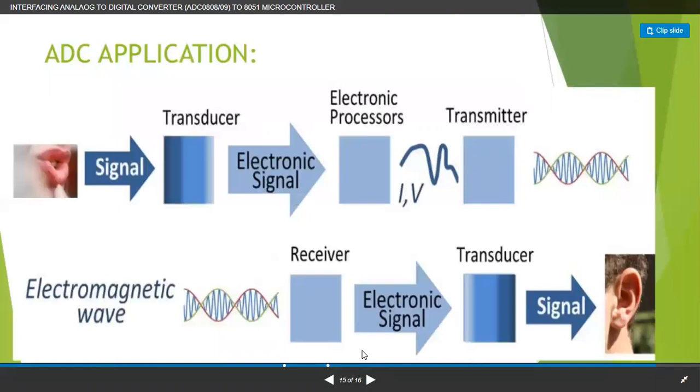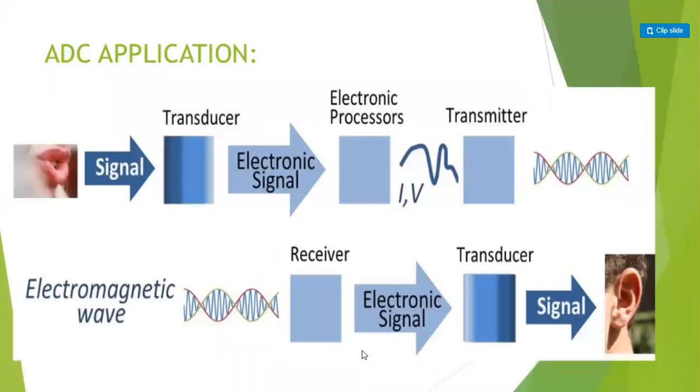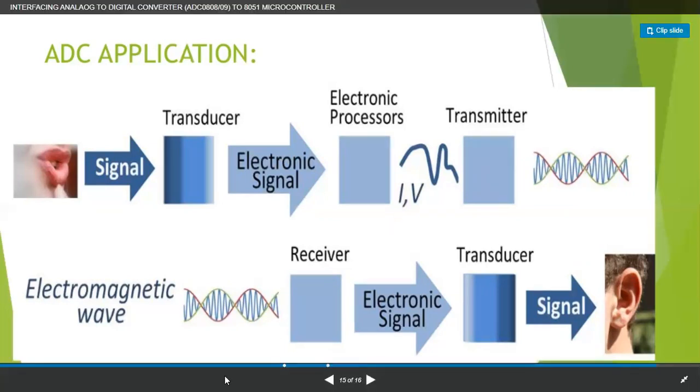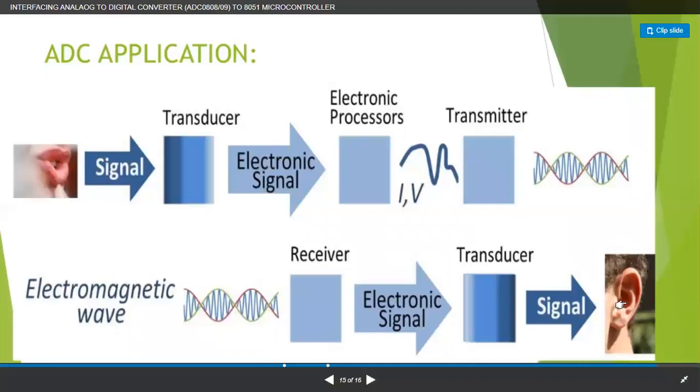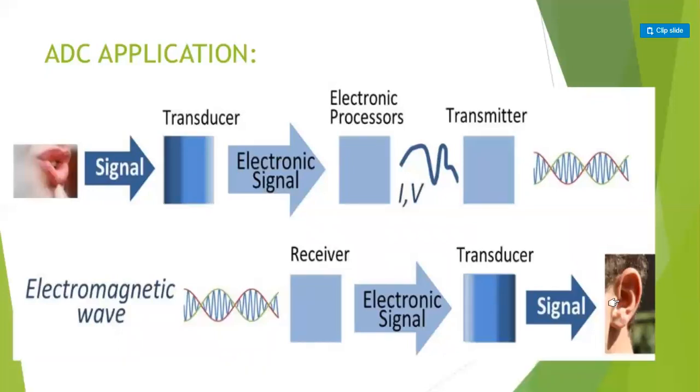Next is ADC application. The signal goes through from the transducer. This is an electrical signal, passes through electronic processing, and then you get the transmitter through electromagnetic wave, passes through the receiver, and again an electronic signal, transducer. So a transducer on the transmitting side and a transducer on the receiving side, and the signal is received on the receiving side.